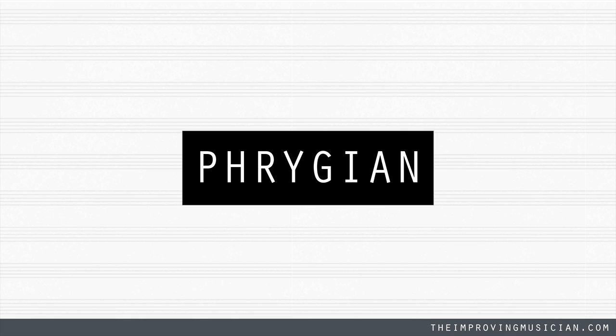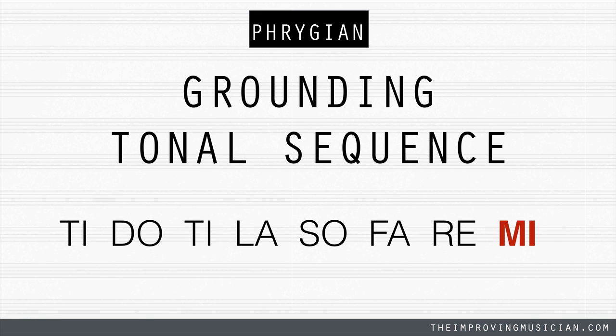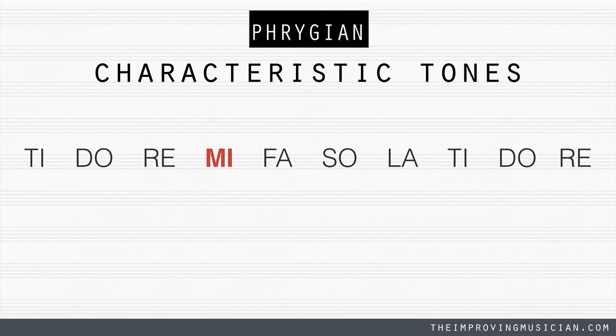Phrygian tonality. In Phrygian, the resting tone is Mi. Our grounding tonal sequence is Ti, Do, Ti, La, Sol, Fa, Re, Mi. And the characteristic tone in Phrygian is the naturally occurring half step between Mi and Fa, creating a flat 2. Mi, Fa, Mi, Re, Mi.